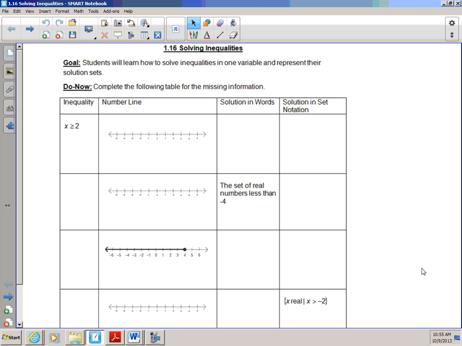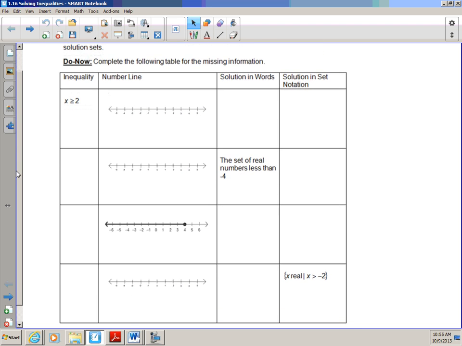The goal of today's lesson is to solve inequalities in one variable and then represent their solution sets. If you recall, which is what the do now is walking us through, we have solved inequalities, represented their answer in inequality form, number line form, words, and set notation.